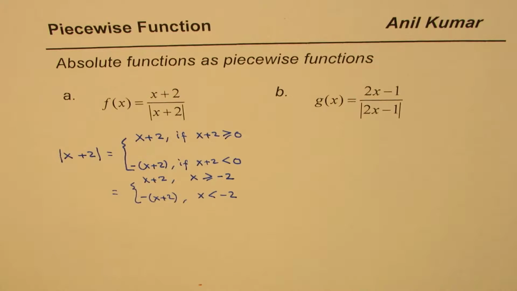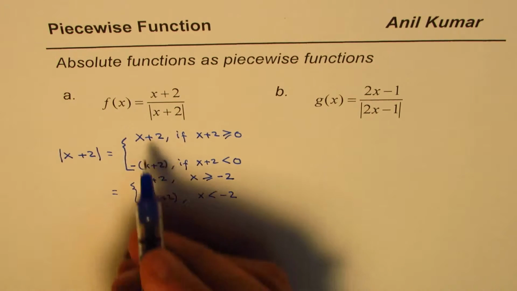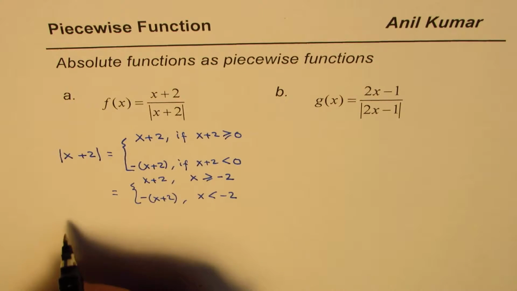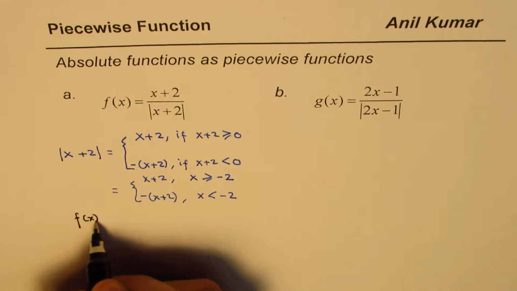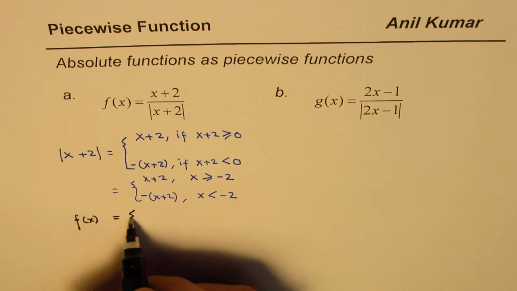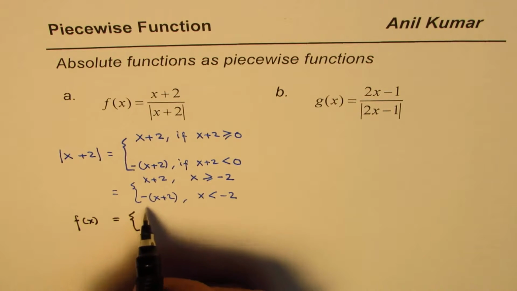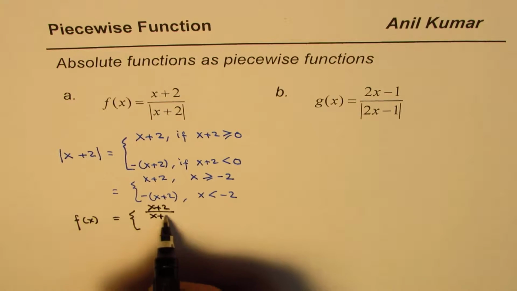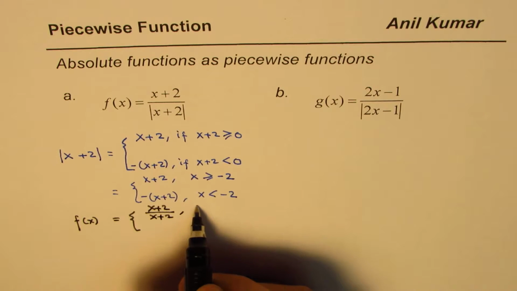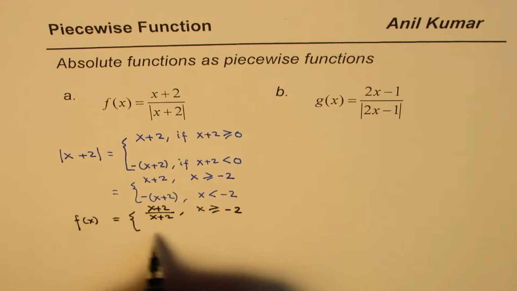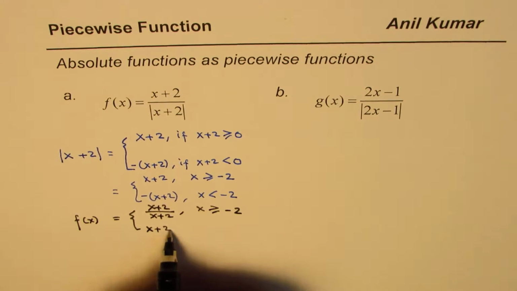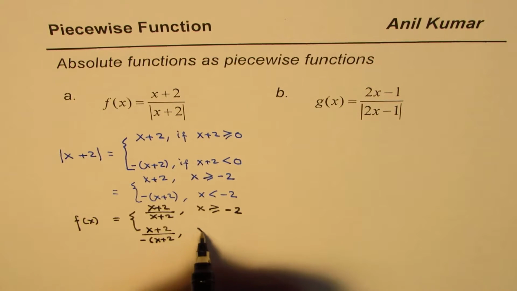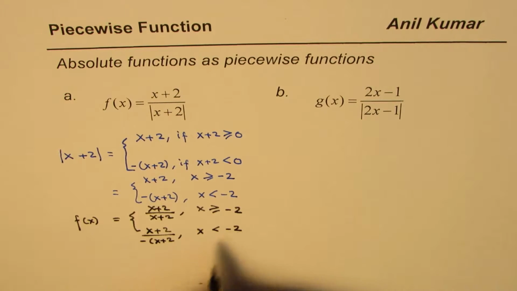Now, since the denominator has been split into a piecewise function, the function itself could be written as a piecewise function, correct? So the function f of x can now be written as x plus 2 over x plus 2 if x is greater than or equal to minus 2, or it is equal to x plus 2 over negative value of x plus 2 if x is less than minus 2, correct?